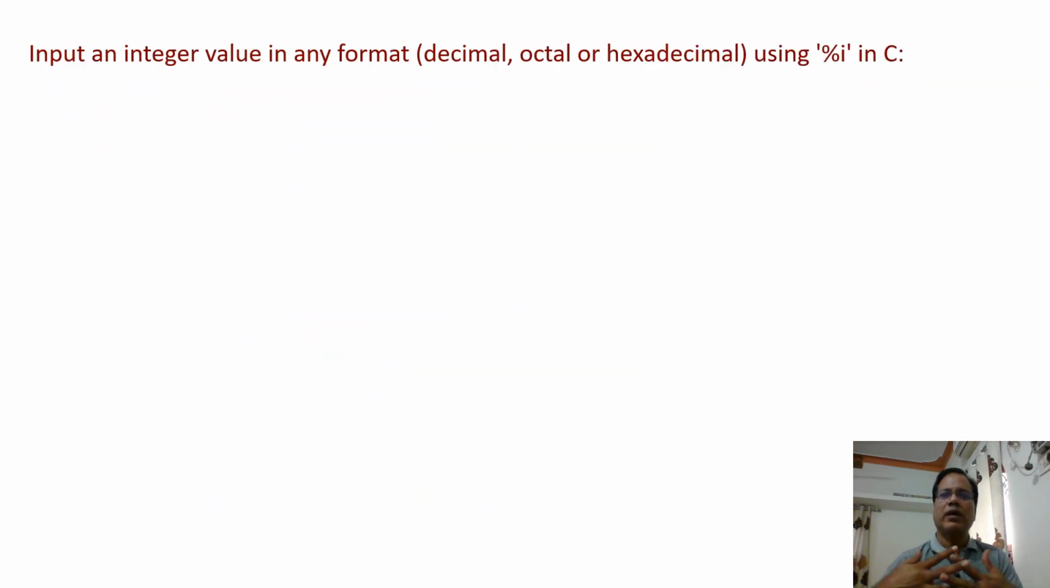Now in case of the decimal number, we use the %d specifier. In case of the octal number, the %o specifier is used, and in case of the hexadecimal number, %x is used. So different format specifiers are used for getting the decimal number, octal number, and hexadecimal number. But it is always possible to just use %i and get these numbers in the program.